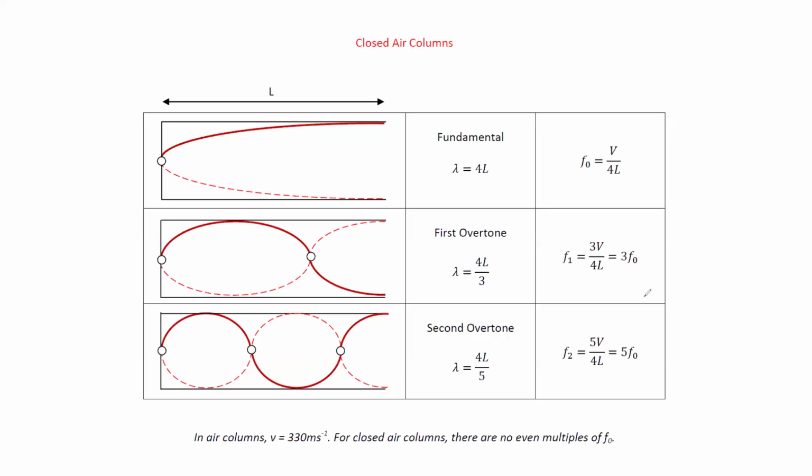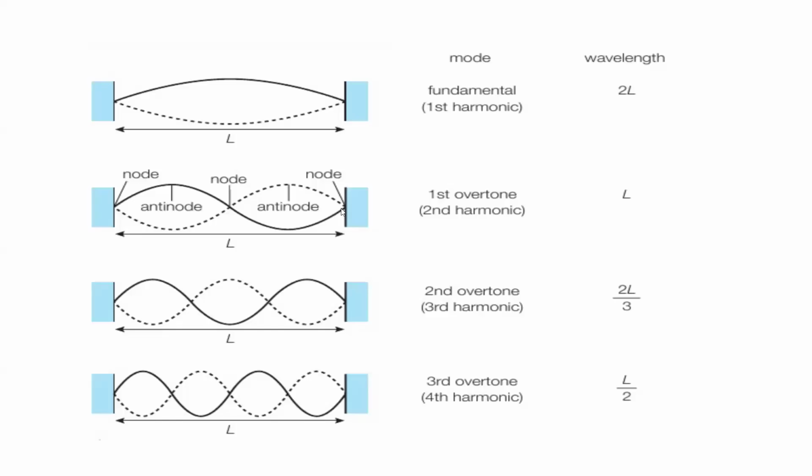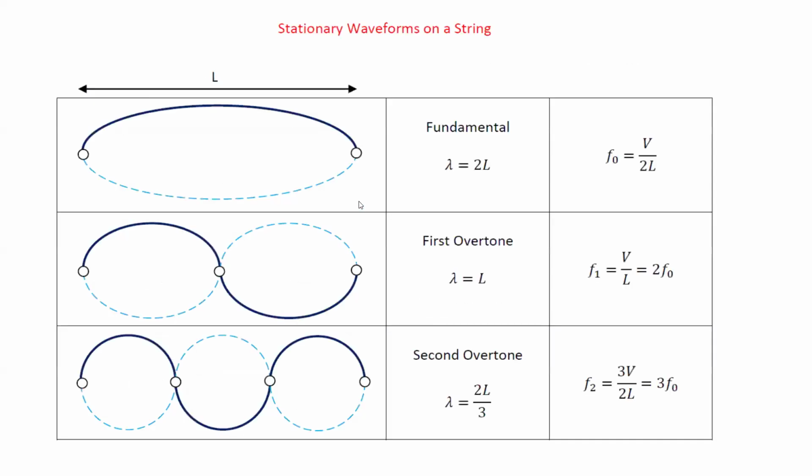So when we have two waves which are traveling in opposite directions, this will result in the formation of a standing wave. And we can have a standing wave in a string. So we may have a standing wave in a string, as you can see here. This is a standing wave in a string.